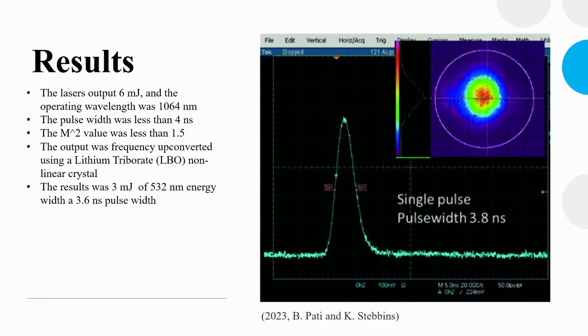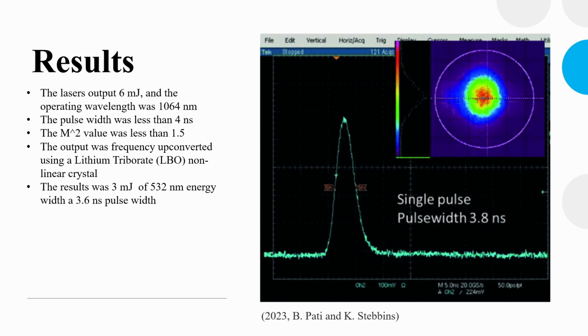This output was frequency upconverted using a lithium triborate nonlinear crystal, which resulted in 3 millijoules of 532 nanometer energy with a pulse width of 3.6 nanoseconds. This is a 50% conversion efficiency.